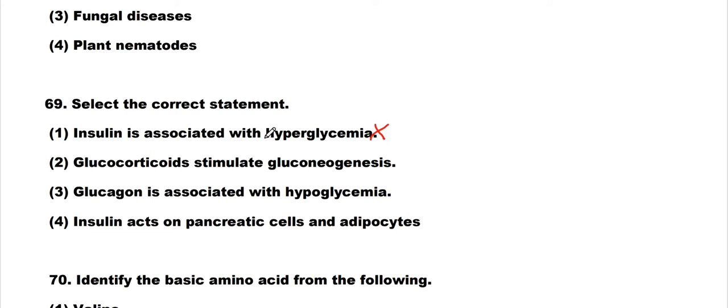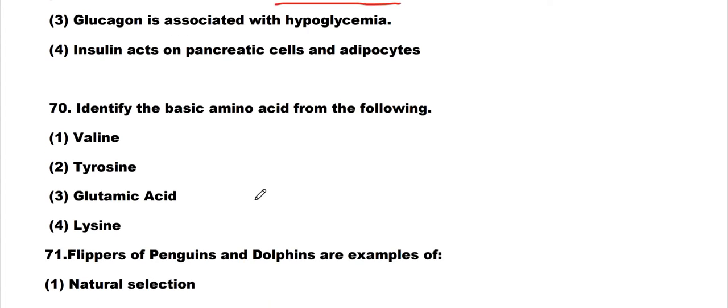Next, second option. Glucocorticoids stimulate gluconeogenesis. This is the correct answer, because gluconeogenesis is the formation of glucose from non-carbohydrate sources. This is done by your glucocorticoids like cortisol. So your answer for 69 is 2.